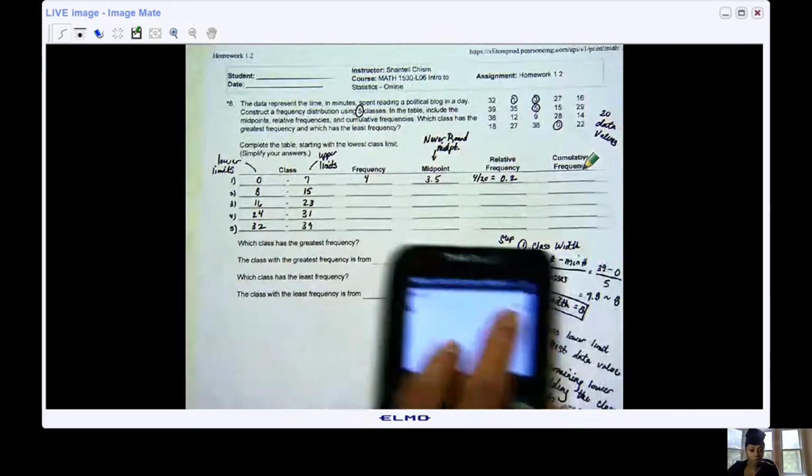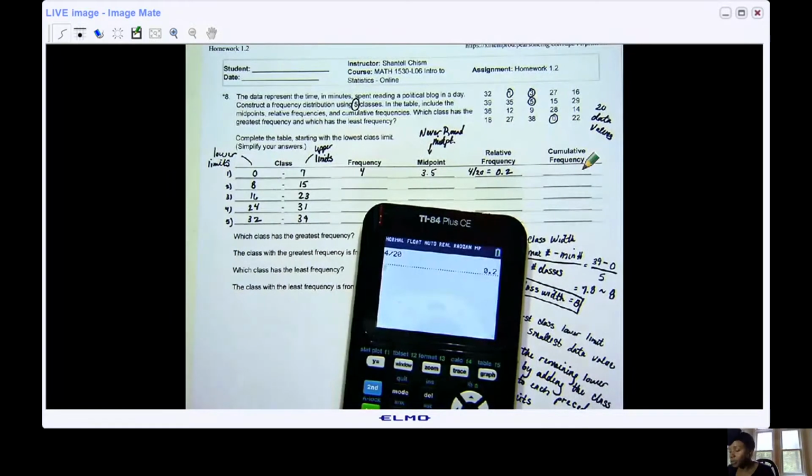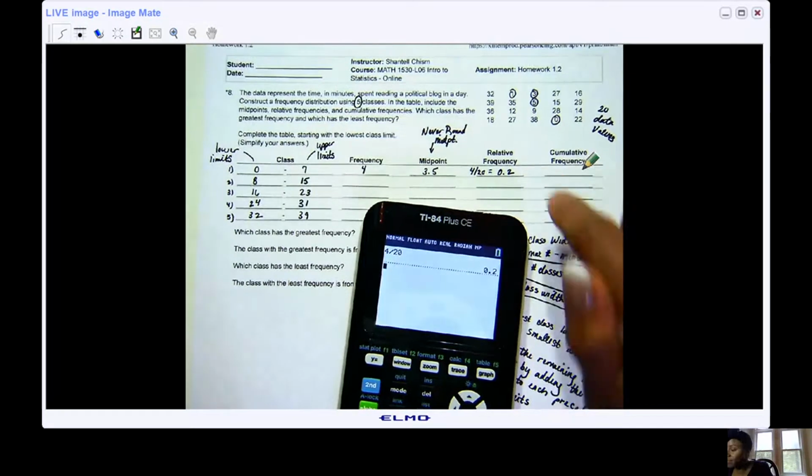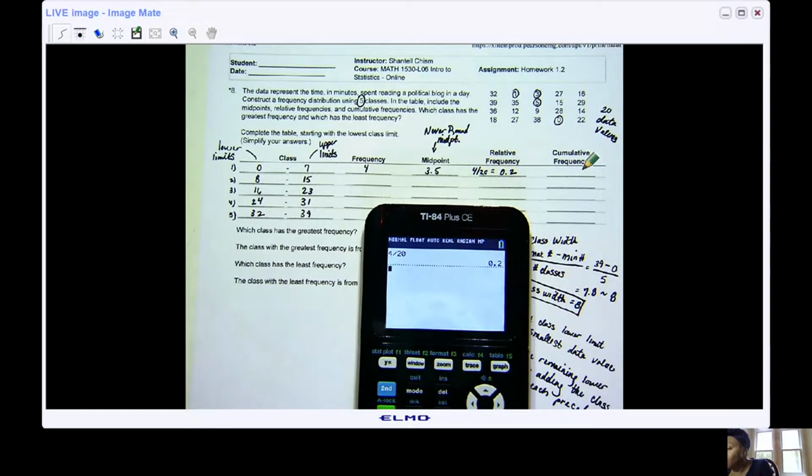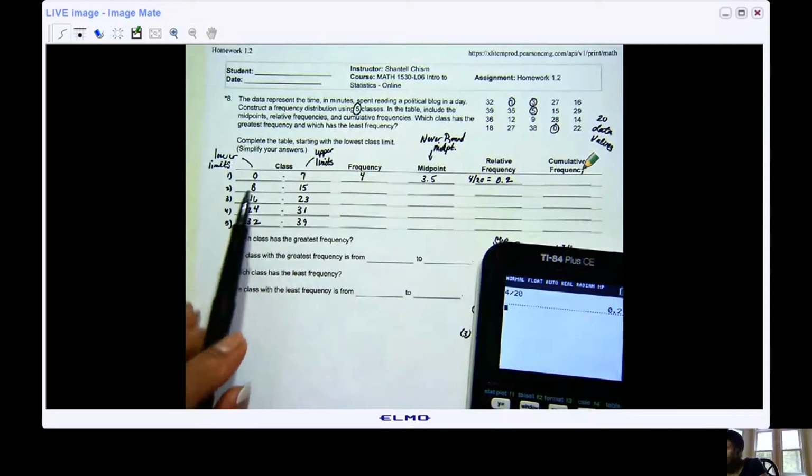It's not a repeated decimal or an irrational number. It's just 0.2, so it's a finite decimal. You just put 0.2. Okay? Next class, moving on. We're looking for any numbers that lie anywhere between 8 and 15, and this does include 8 and 15.